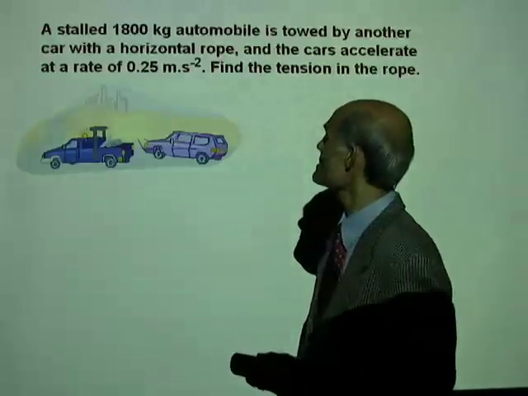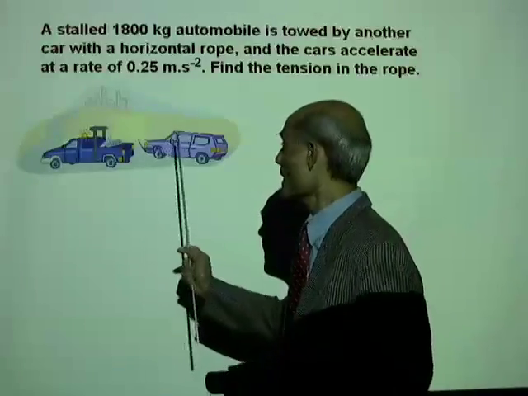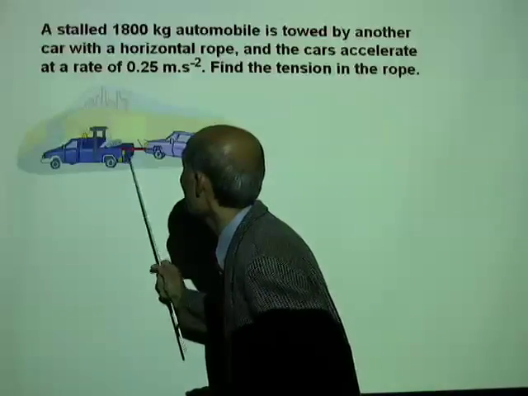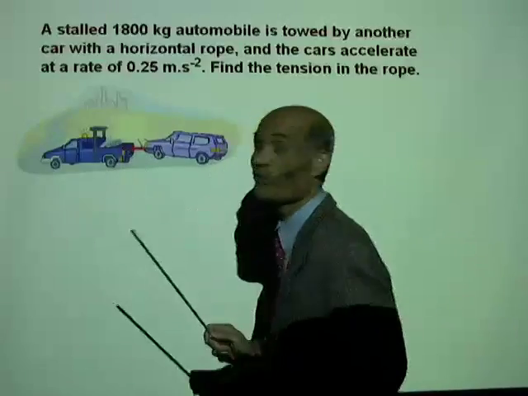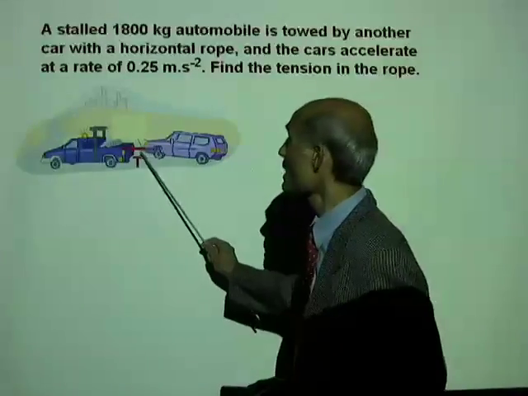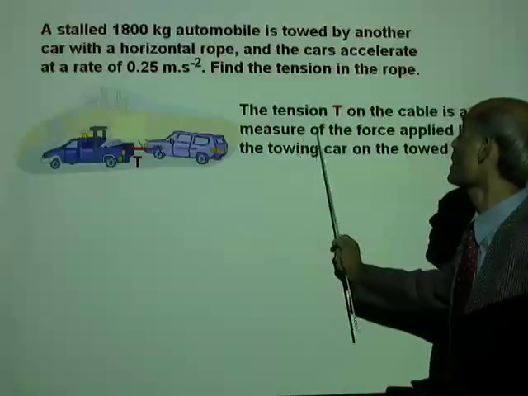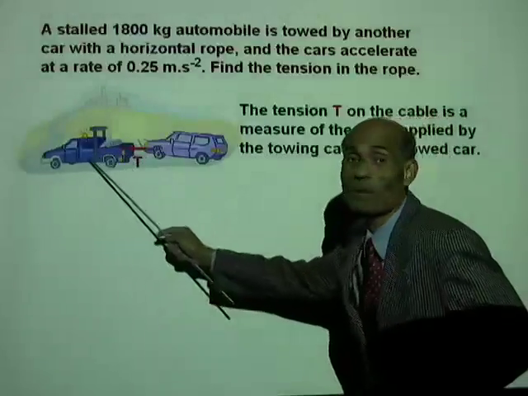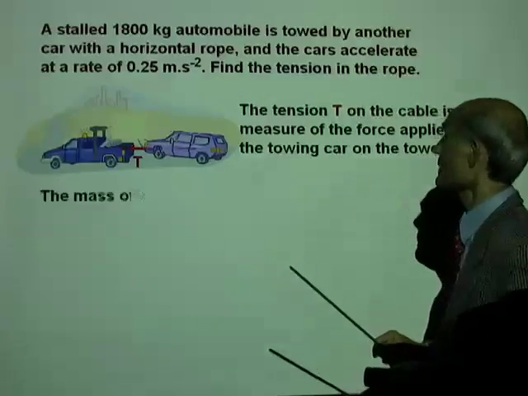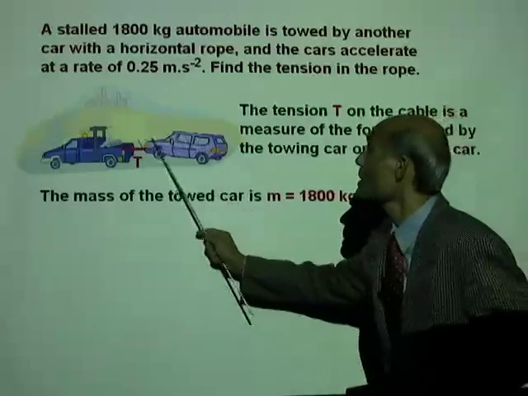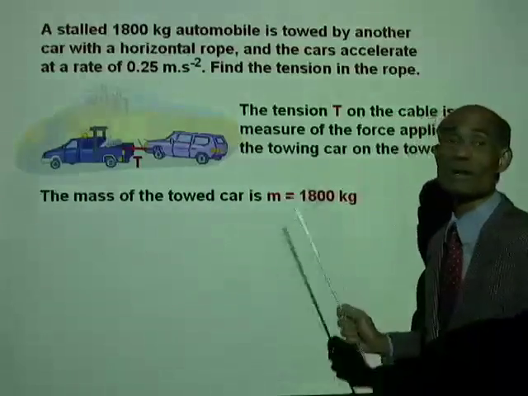Alright, here is the stalled car. I think it is a 1969 Oldsmobile or something. Is that right? Looks like it. And it is being towed by the towing truck. And there's a cable there. You need to find the tension force on that cable. So we are looking for that tension force. The tension T on the cable is a measure of the force applied by the towing truck on the towed car. Now, the mass of the towed car, the old wreck, is m equal to 1800 kilogram.